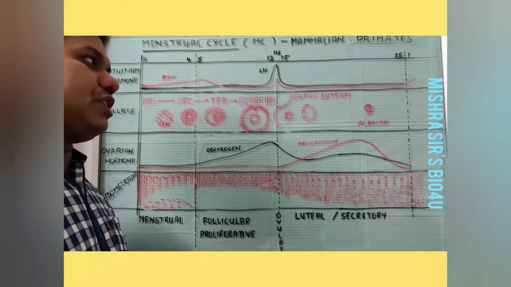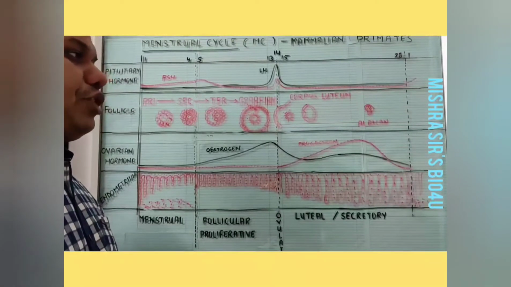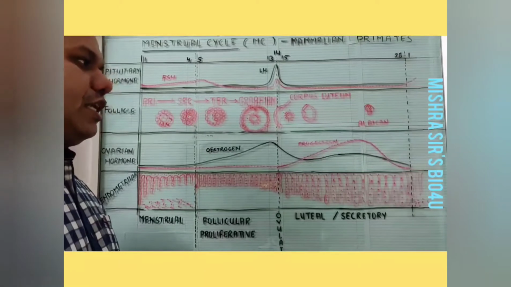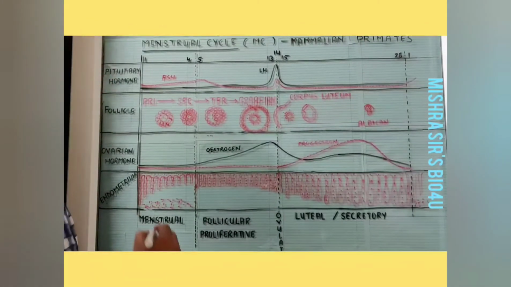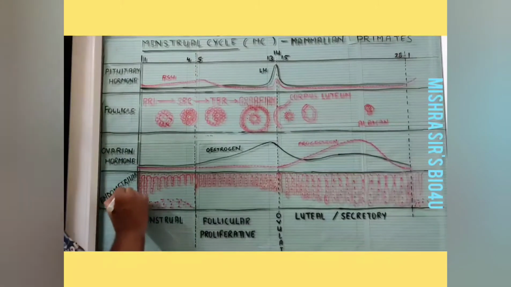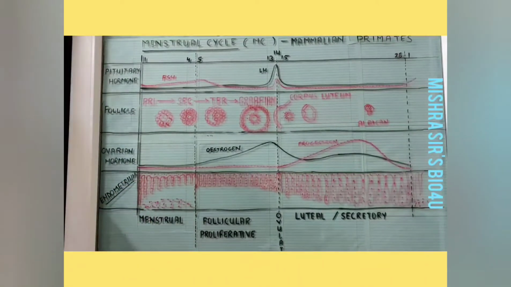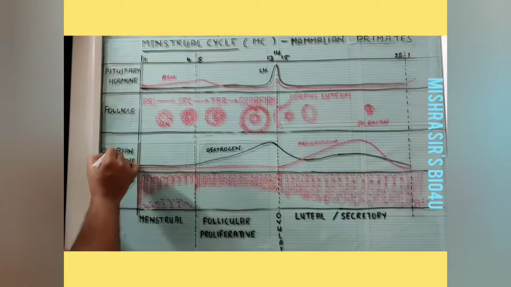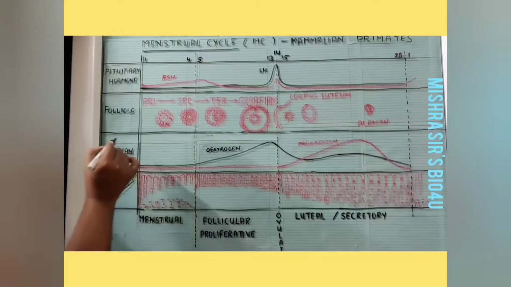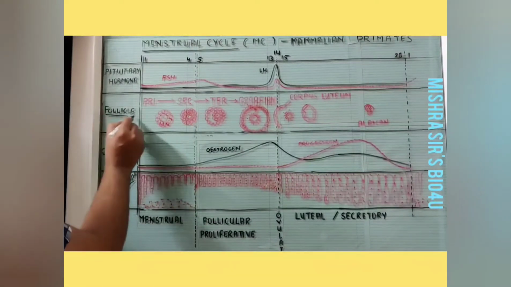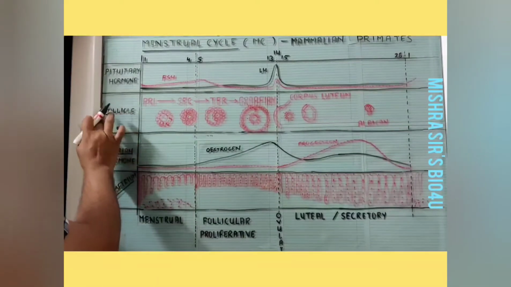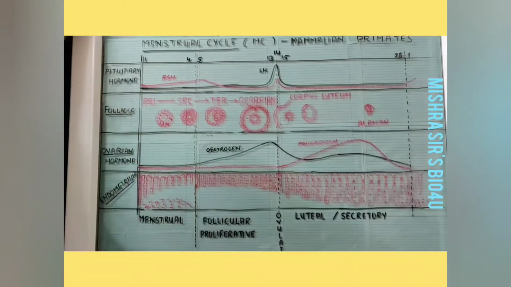When I say periodic, what changes? Then I can tell you that there are two major periodic changes that take place. One in the endometrium of the female, and second in the ovary. So we are talking about ovarian hormones and the follicles, which are also present in the ovaries.